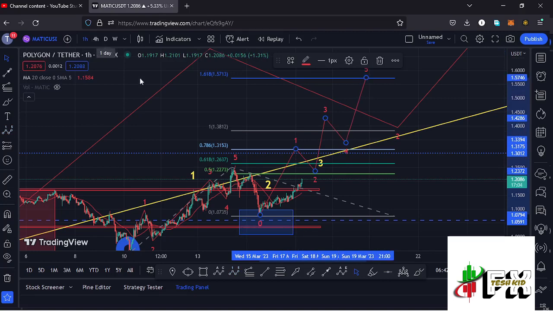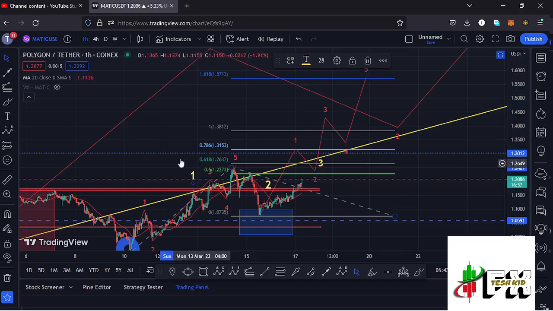Continue expecting higher prices, and the next high that we need to continue watching is the high at around the $1.25 mark, which is the high for this larger Elliot wave count 1, and a break above that could trigger even higher prices in the formation of that wave 3.